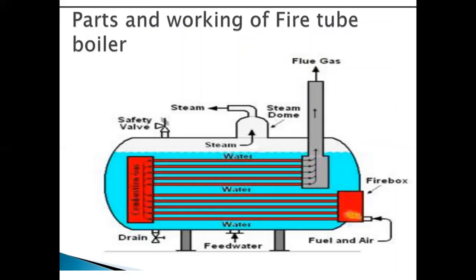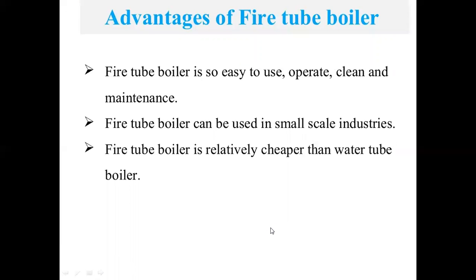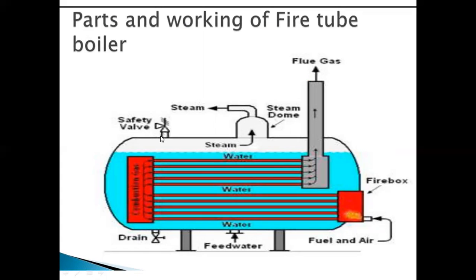Let us discuss the parts and working of the fire tube boiler. Here are the parts. This is the boiler drum or boiler shell. This cylindrical shape is called the boiler drum. Then this is the furnace, and it has the tubes. These are the tubes.